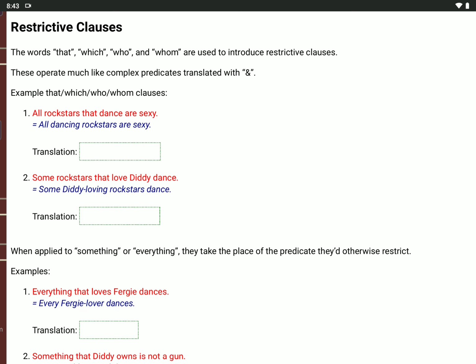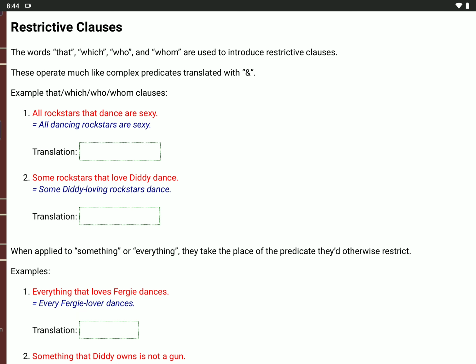So restrictive clauses are phrases that begin with that, which, who, and whom. And those clauses usually modify the grammatical subject or predicate of a statement to make them more specific. And in that sense, they're a lot like adjectives that modify nouns.